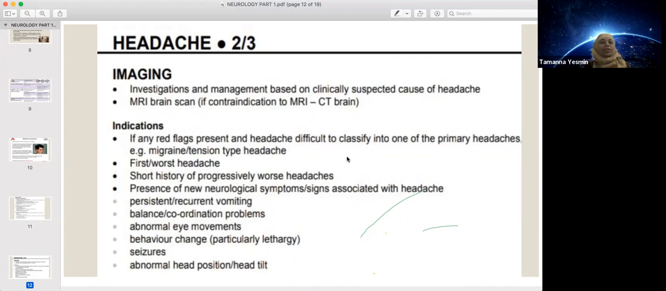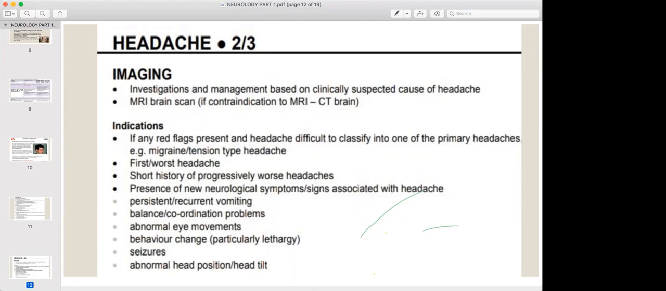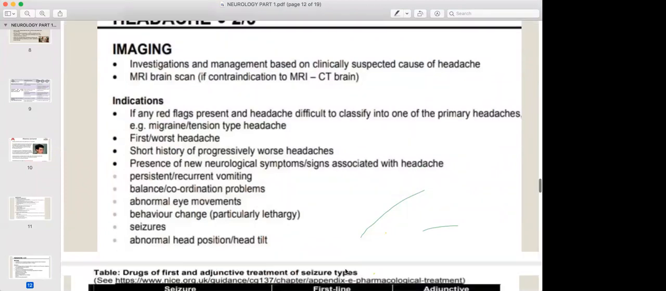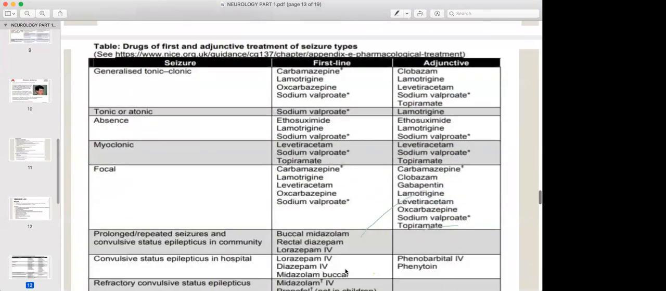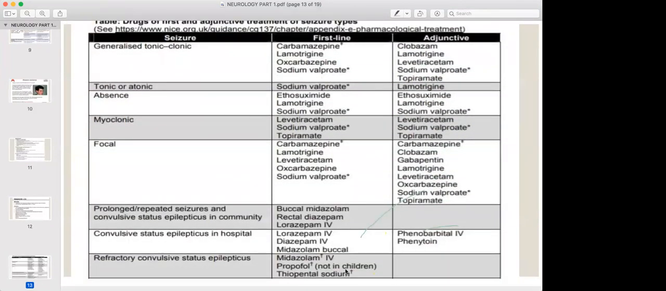Abnormal head position or head tilt is called torticollis. In this torticollis, the child may have a problem with intracranial or extracranial pathology. In those cases, we may sometimes need MRI or CT scan. Okay, so these are the particular indications for headache with MRI or CT scan. In a normal primary headache, you cannot do any CT scan or MRI.